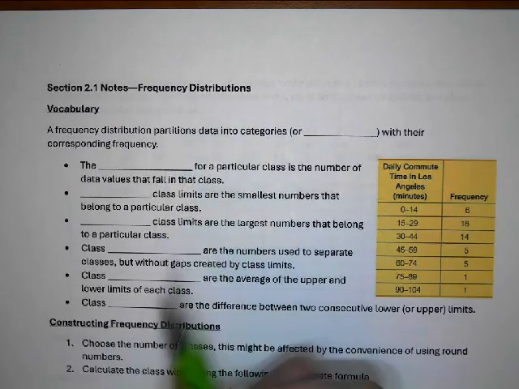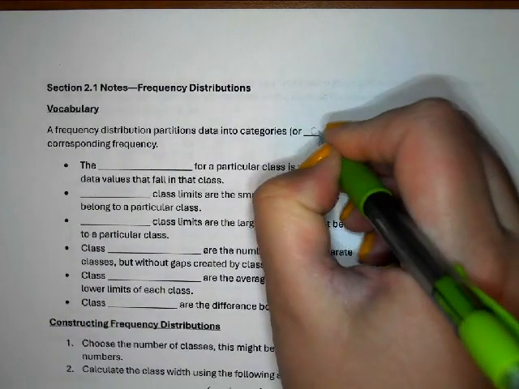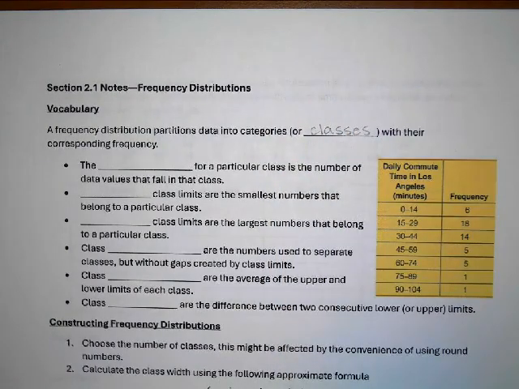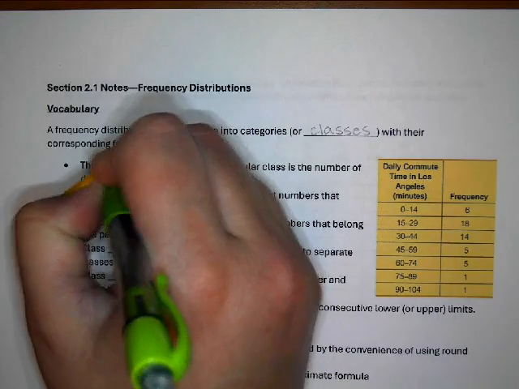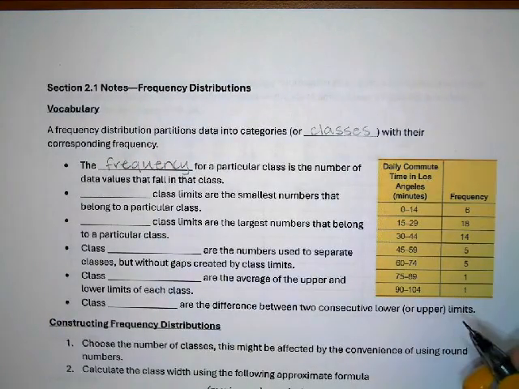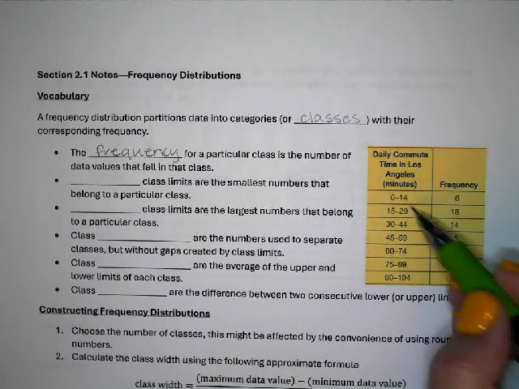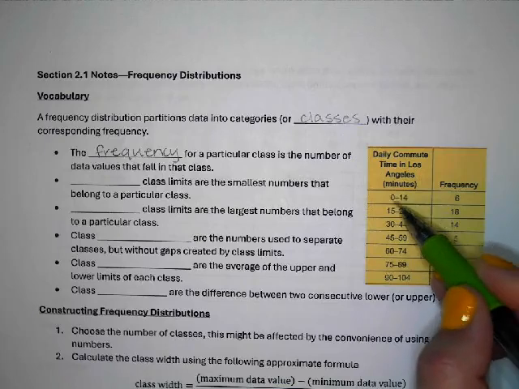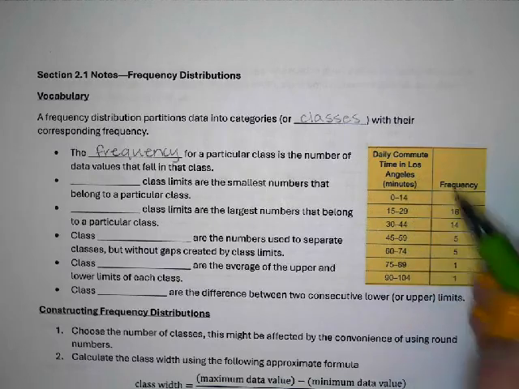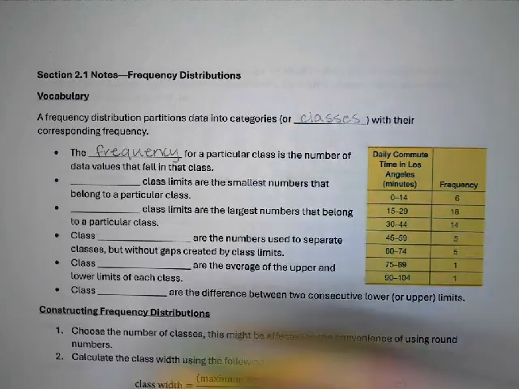So the first method that we're going to study is a frequency distribution. A frequency distribution partitions the data into categories. We're going to call them classes with their corresponding frequency. So the frequency for a particular class is the number of data values that fall into that class. So over here you see a sample, data values that were between 0 and 14 minutes. There were 6 data values that fell into that range. For 15 to 29 minutes, there were 18 data values that fell into that range.